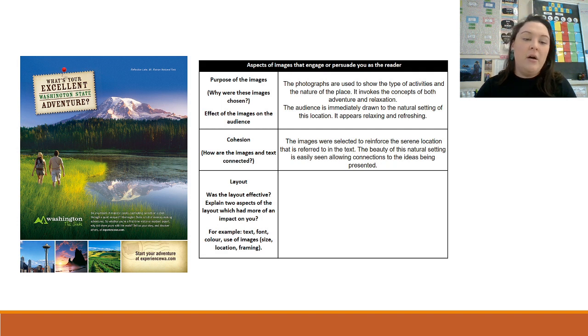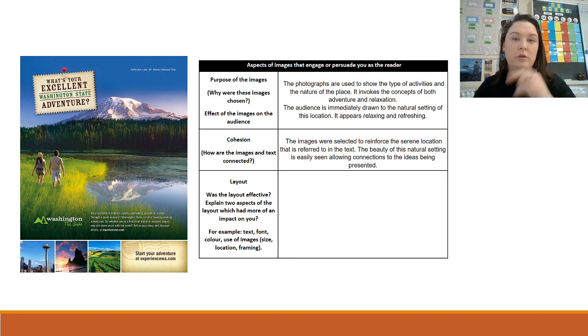So they said, if I was to change something, I would change the images. I would make one of those two bottom ones a larger image. So it's easy to be seen. And because it's so beautiful, they felt like it would be more effective. So pause the video now and structure a response about the layout.